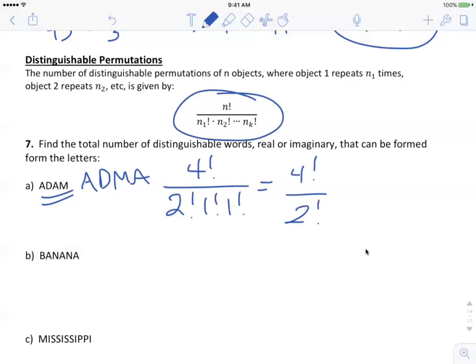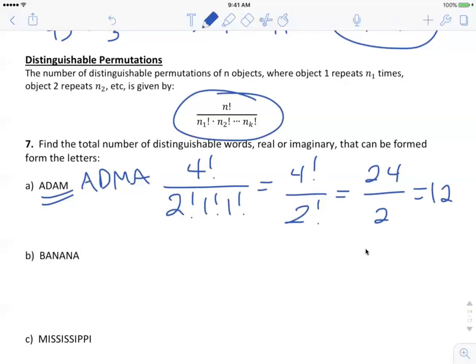So this is 4 factorial divided by 2 factorial. 4 factorial, 4 times 3 times 2 times 1, that's 24. 2 factorial is 2. My answer is 12. If I listed them all out, it'd be 12 distinguishable words, not necessarily real words, but different permutations. Okay, so let's try another one.